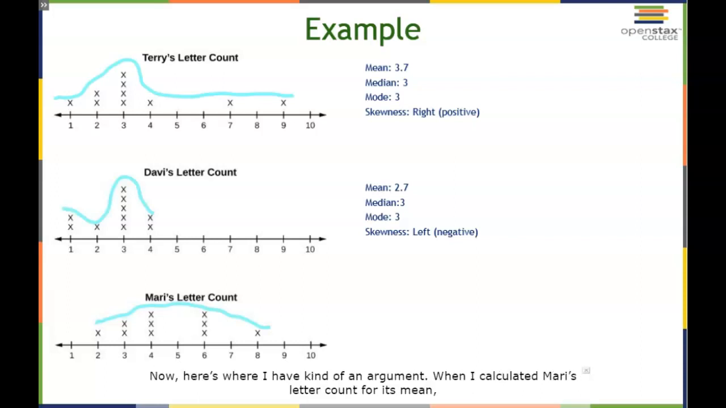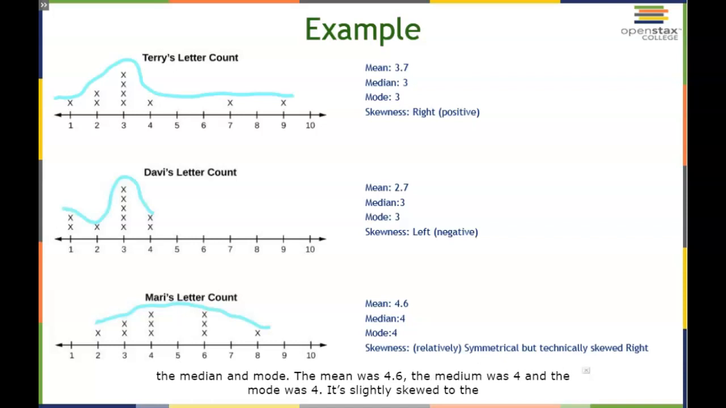Now, here's where I have kind of an argument. When I calculated Mary's letter count, the mean was 4.6, the median was 4, and the mode was 4. It's slightly skewed to the right. But when you look at it visually, it's relatively symmetrical, so we could call it symmetrical.